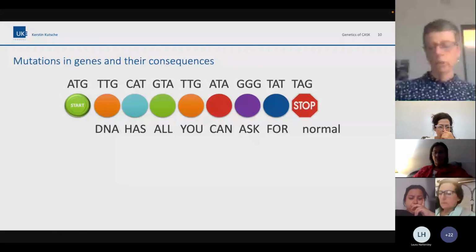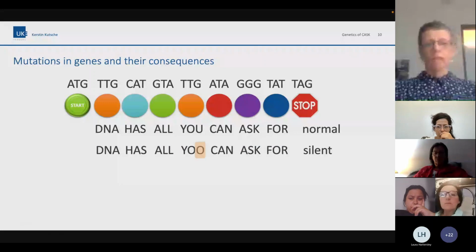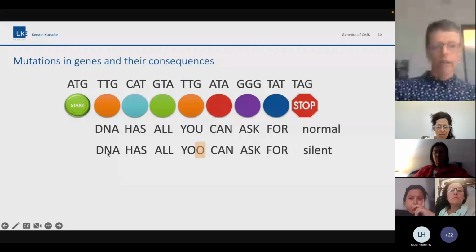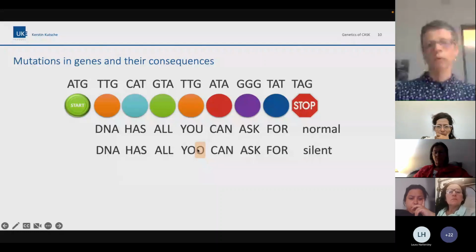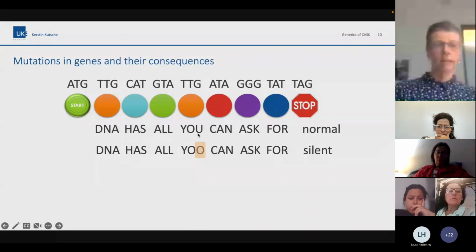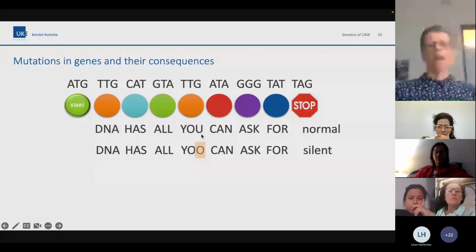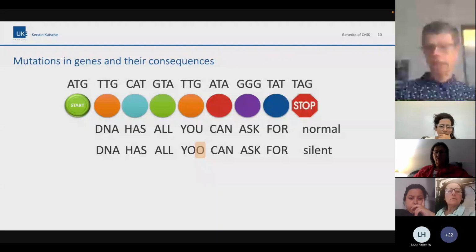And now I'm showing you some mutations. So this is a kind of mutation where you see that DNA has all you can ask for. So the U is a bit different, but this sentence still makes sense, and everybody can understand it, although there is a single, how to say, minor mistake in the sentence. If we just pronounce it, everybody will understand. And so we would call this kind of mutation a silent mutation.